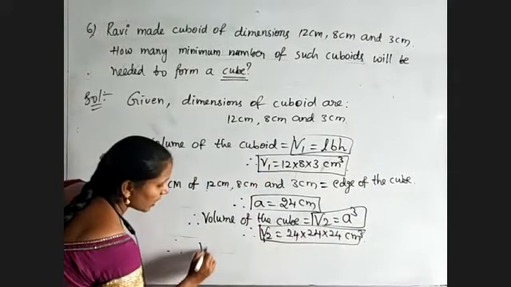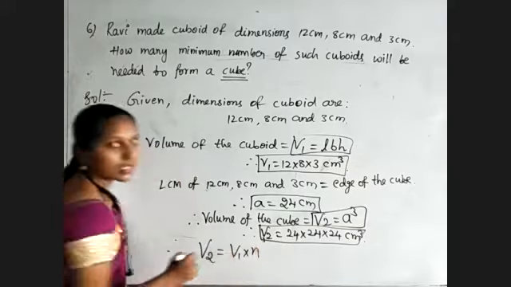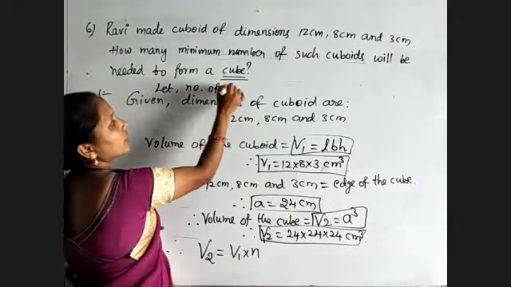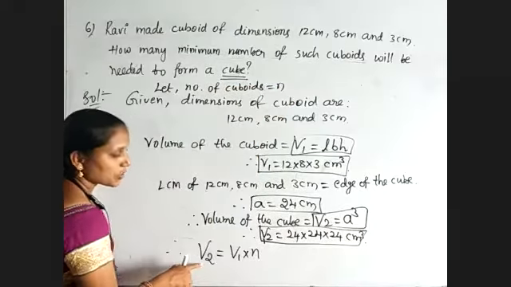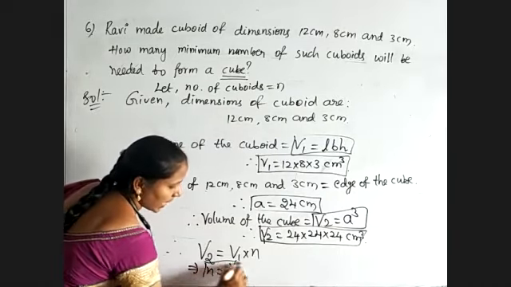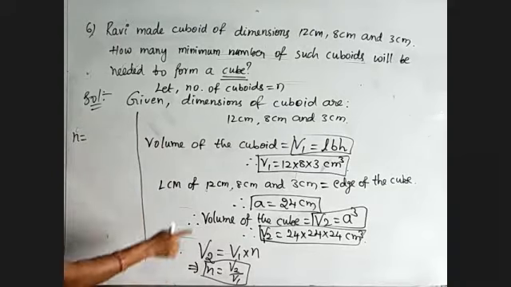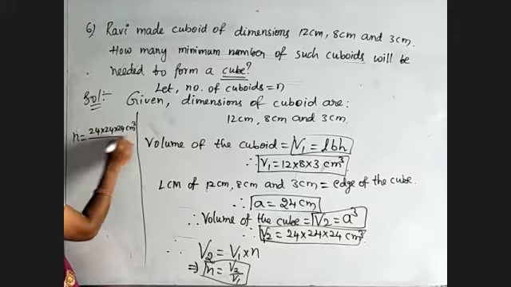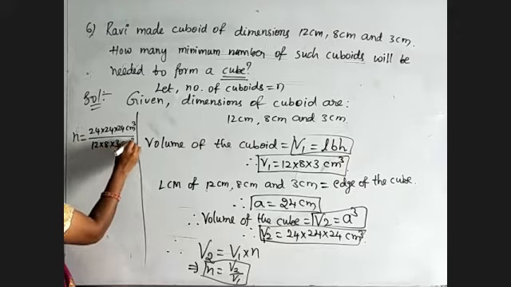We know that the volume of the cube is equal to the volume of the cuboid into the number of cuboids. We need to find the number of cuboids. So let the number of cuboids be N. Then substitute all the values. N is equal to V2 by V1. Here I have used the letters V2 and V1. Now perform that operation. N will be equal to the V2 value, I got 24 into 24 into 24 centimeters cube, by the V1 value, I got 12 into 8 into 3 centimeters cube.